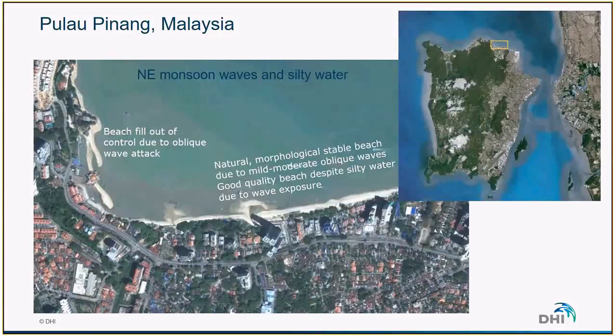And if we look a bit further to the east, we can see that we have a natural morphological stable beach due to a more moderate wave angle. And this leads to a good quality of beach, even though the water is relatively silty. And this is once again thanks to the wave exposure, which washes away the fine sediments from the beach. In this kind of situation where the nourishment on the western part of the beach is completely out of control, we can maybe imagine that a small structure would help stabilizing the nourishment, for instance. But this would require some studies and design.